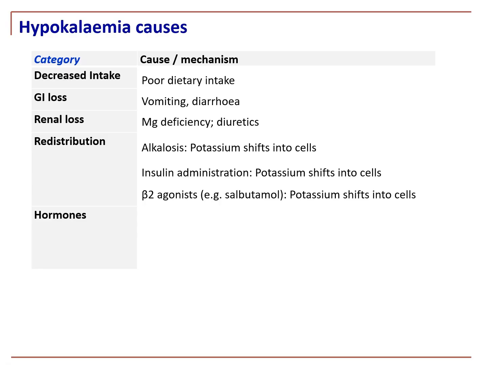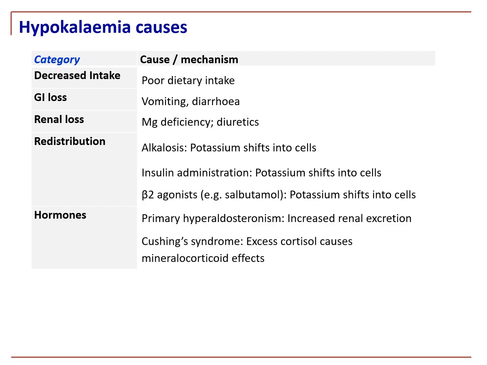So we've now done intake, we've done GI losses, we've done renal loss, we've done redistribution. What about the hormones? Well, we've talked about some of these already. You've got primary hyperaldosteronism, and you're thinking about your increased renal excretion, and you're thinking about your Cushing syndrome. So Cushing is an excess of cortisol, and excess cortisol has mineralocorticoid effects. So it binds to the aldosterone receptor, in essence, when it's in excess. And so that leads to that renal potassium loss that we've already talked about.